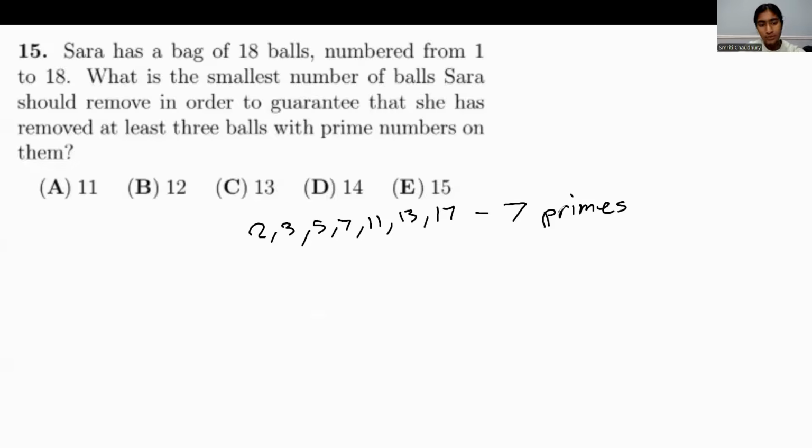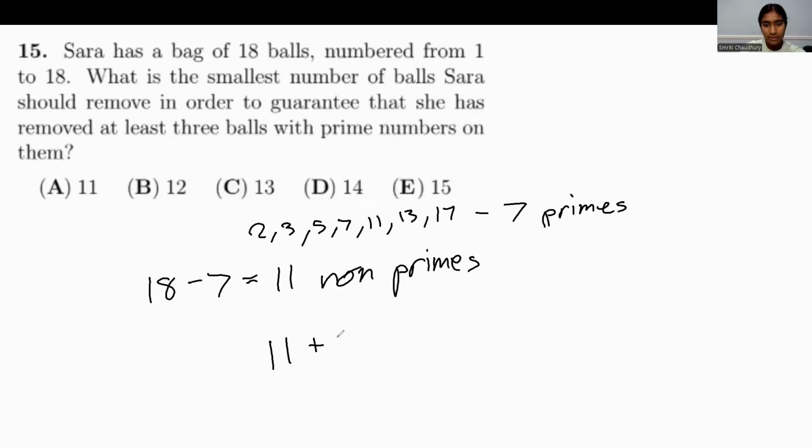And since we've got 18 balls in total, that means we have 18 minus 7, which is 11 non-primes, so numbers that are not prime. And so let's imagine the worst case scenario where she removes all 11 non-primes before she picks a single prime number. So we've got 11 non-primes plus her 3 primes. So she removes her 3 prime numbers after she removes every other number that's not prime. So that would be 14 balls, making our answer D.